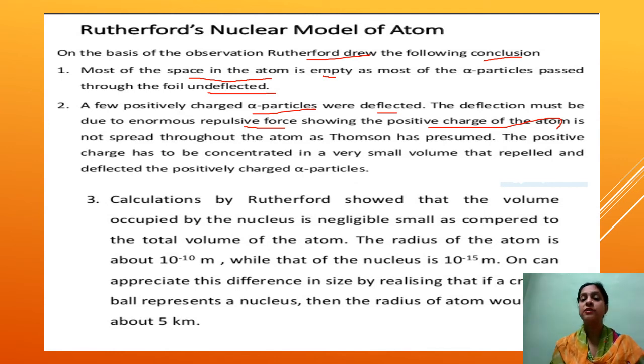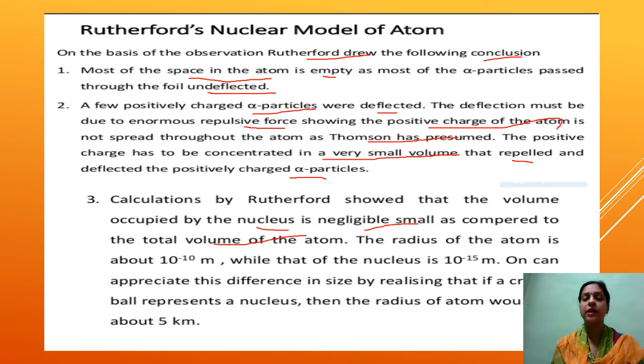So, as Thomson also presumed, the positive charge has to be concentrated in a very small volume that repelled, and the ray went straight back at 180 degrees and deflected the positively charged alpha particles. So calculations by Rutherford showed that the volume occupied by the nucleus is negligibly small as compared to the total volume of the atom.